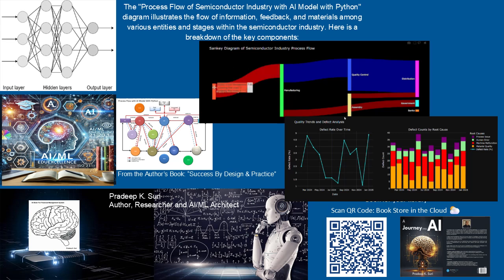The process flow of semiconductor industry with AI model with Python diagram illustrates the flow of information, feedback, and materials among various entities and stages within the semiconductor industry. Here is a breakdown of the key components.